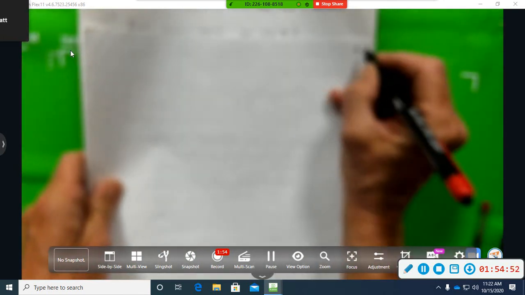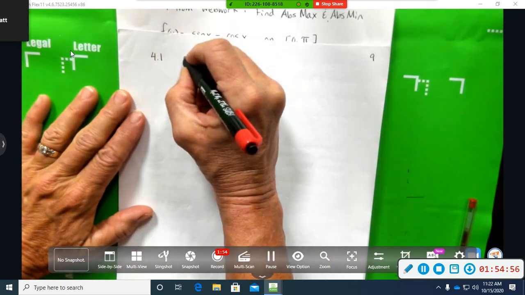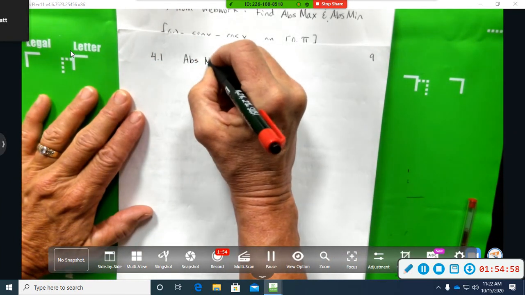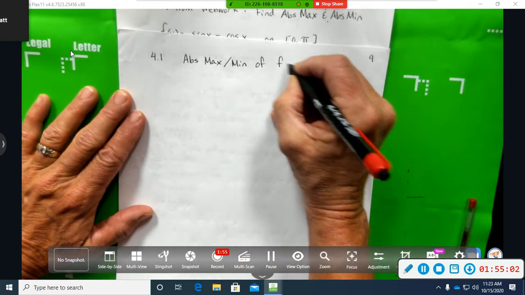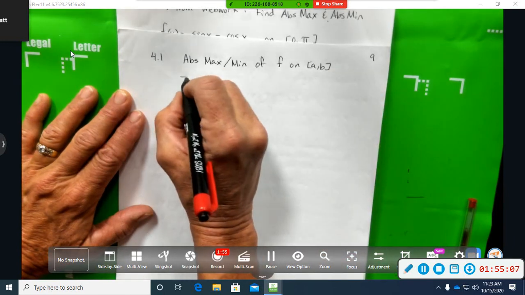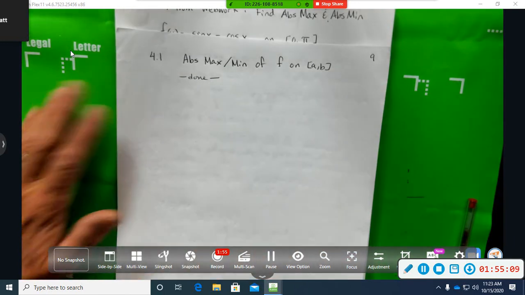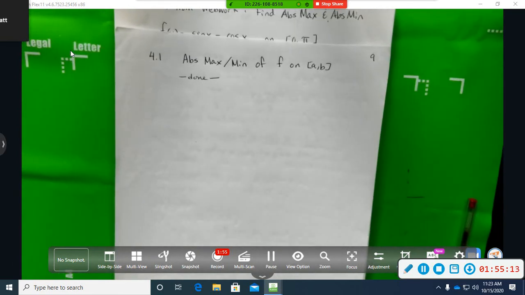Okay, so on page 9 here, good God, we're on page 9. Section 4.1, find the absolute max and min of a function on a closed interval. Been there, done that. You guys pretty much have that, right? That's a gimme problem. We'll do that problem first on your test, because everybody's going to get that one right. Correct? Absolutely. Good. So I won't work one.